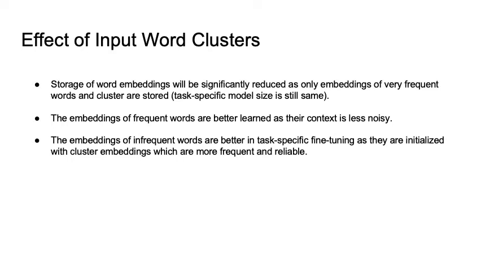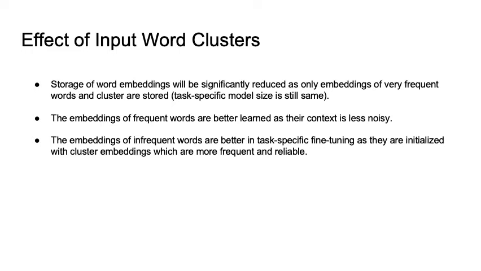The effects of the input word clusters. The first one is that the storage of word embeddings will be significantly reduced, as we only need to store a small amount of cluster embeddings and very frequent word embeddings. But when applying them to downstream tasks, the task-specific model size is still the same.